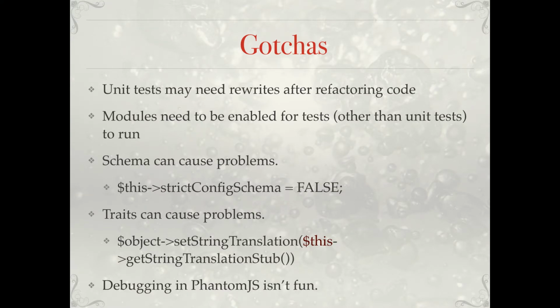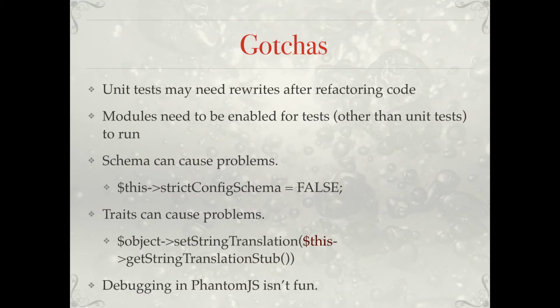For the kernel and browser tests, you have to explicitly enable your modules. We talked about this. Schema can cause problems, and you sometimes have to call this a strict config schema. Traits are a problem, especially in unit tests.